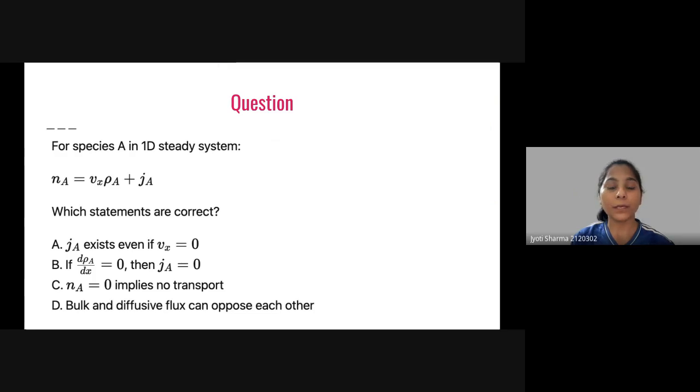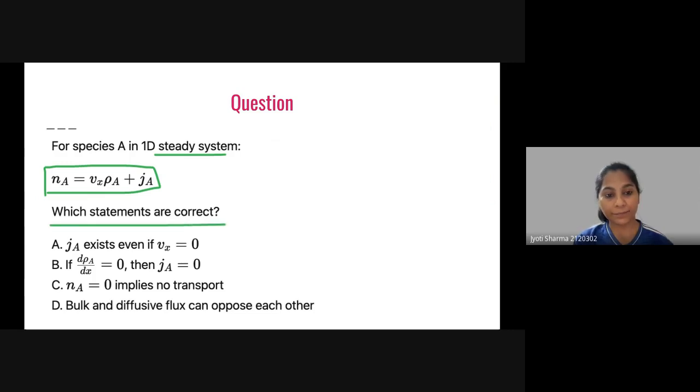Okay, coming to the next question. Again, I'm saying we have multiple select options. So if you have species A in 1D steady state and you have this equation, I will tell you what that equation means. You have to tell me which statement is correct. If JA exists even if Vx is equal to 0; if delta rho A by delta X is equal to 0, then J is equal to 0; NA is equal to 0 implies no transport; bulk and diffusive flux can oppose each other.